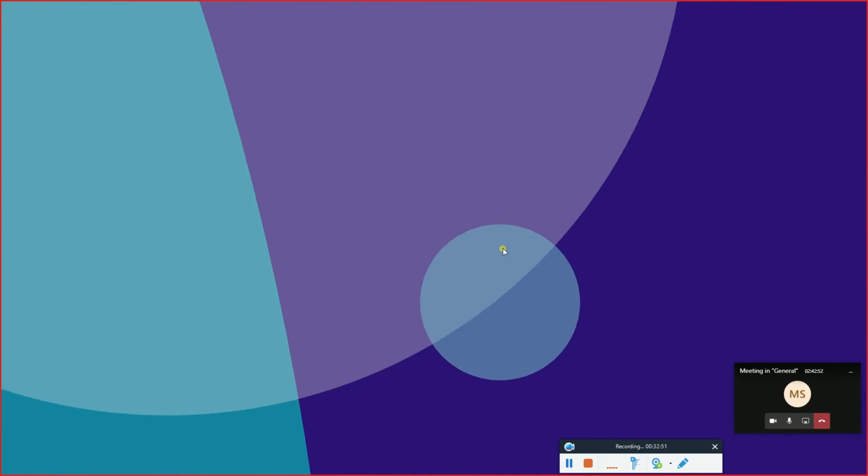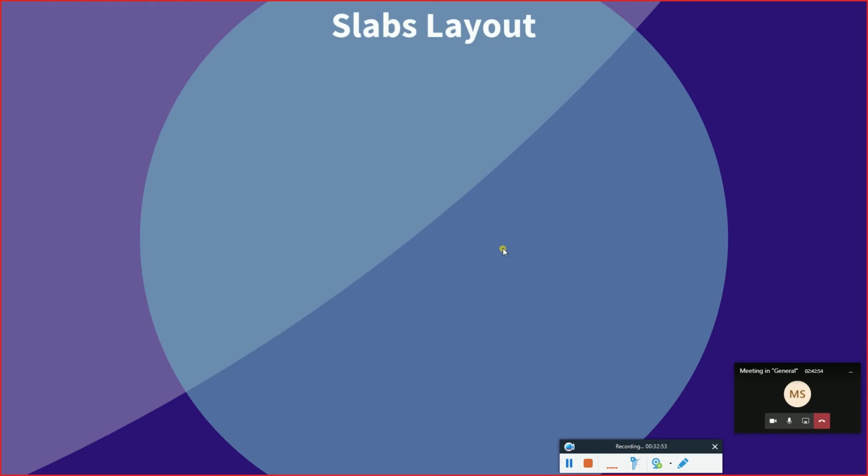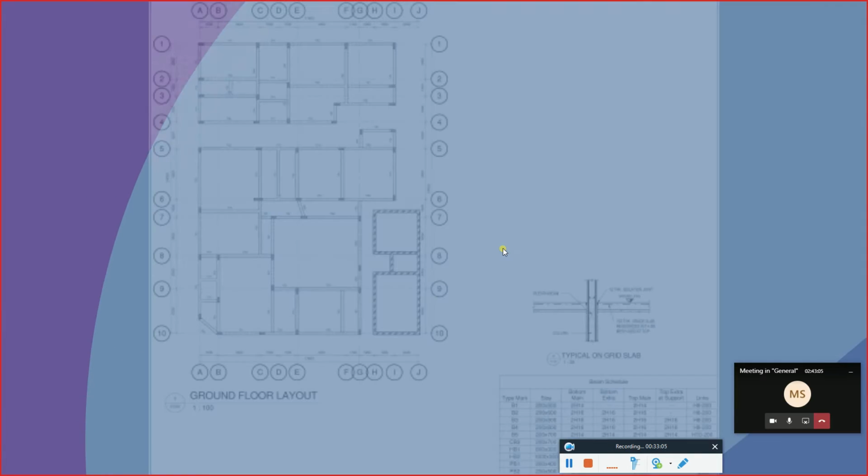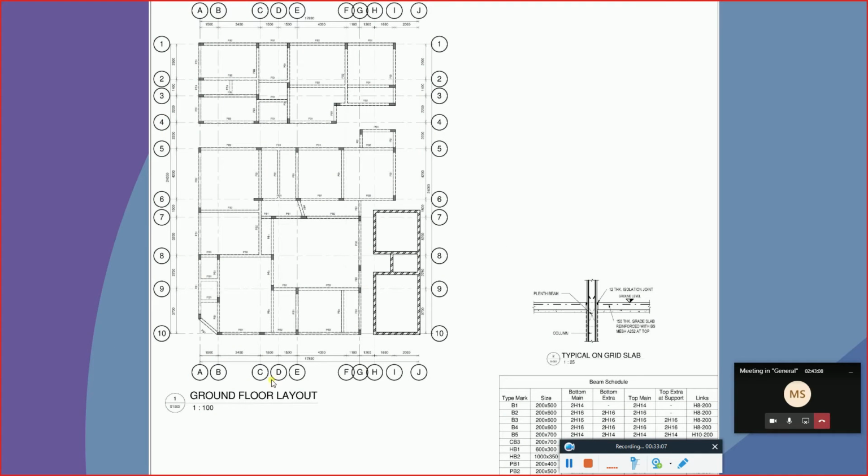Now going for the slab layout. What we have taken earlier was very important for us to understand before going to the different layouts here. So going for the slab layout. Now this is a ground floor layout. One thing to be understood here when it comes to the ground floor: for us structural engineers, we don't design a ground floor in the structural software.